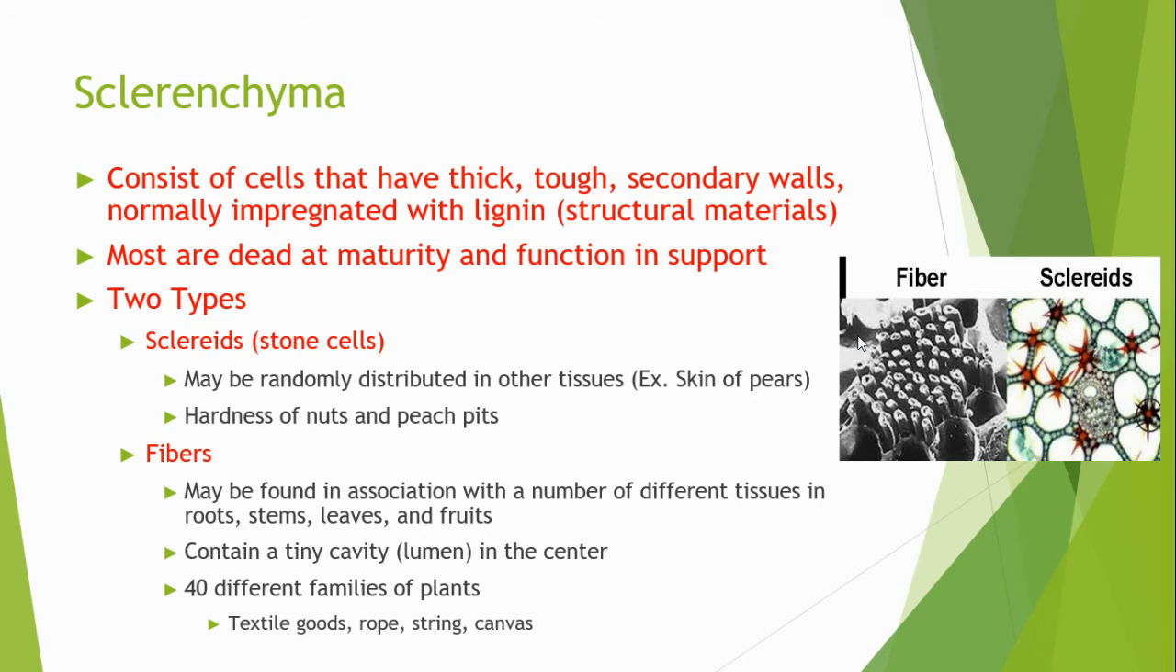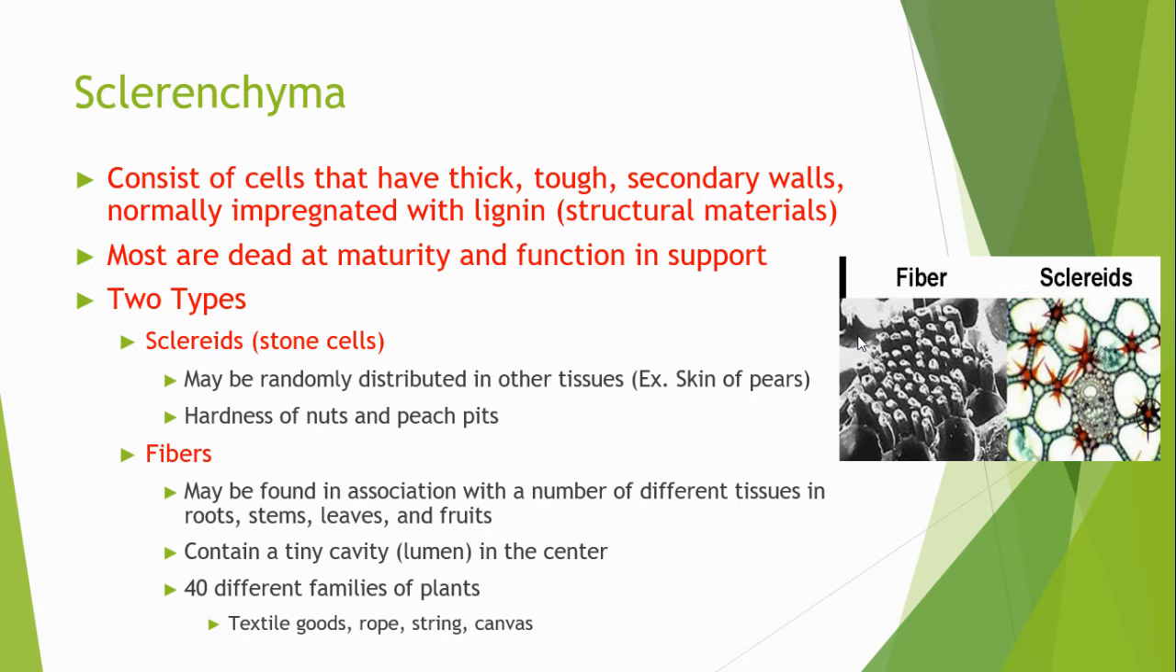The next one is sclerenchyma. This consists of cells that have thick, tough secondary walls, normally impregnated with lignin structural materials. Most are dead at maturity and function in support, and there are two types. We have the sclereids, which are the stone cells. They may be randomly distributed in other tissues, for example, the skin of pears or the hardness of nuts and peach pits. And there's also the fibers, which may be found in association with a number of different tissues in the roots, stems, leaves, and fruits.